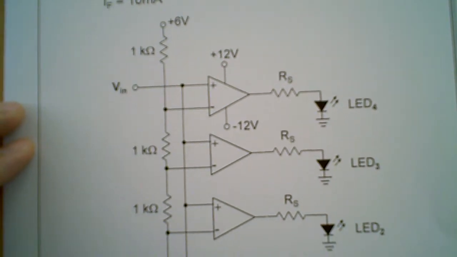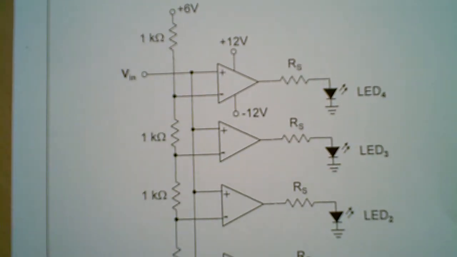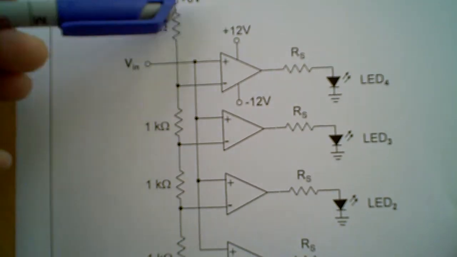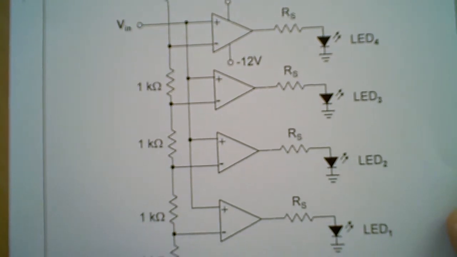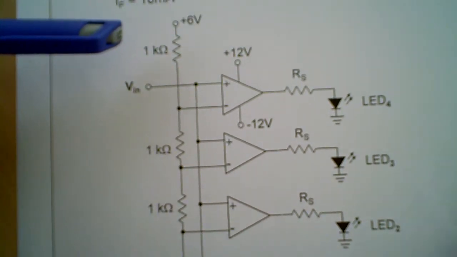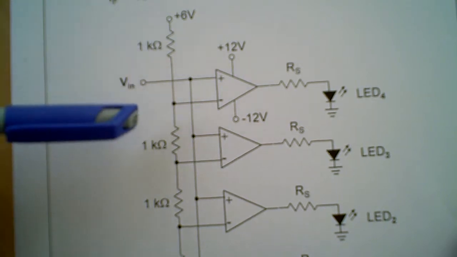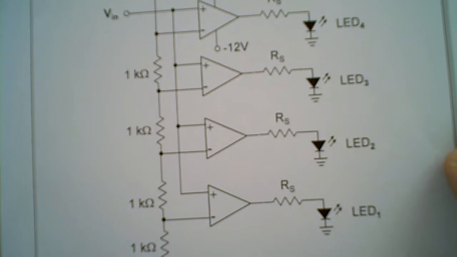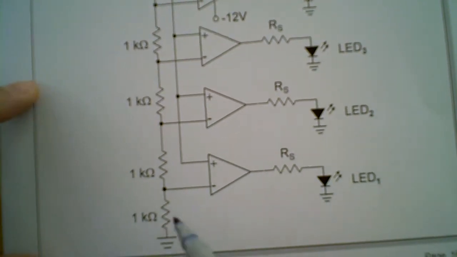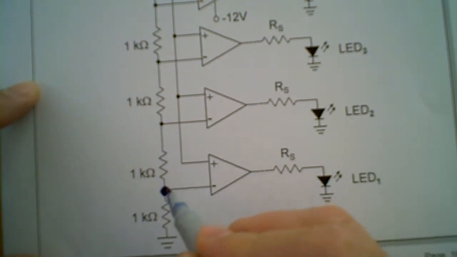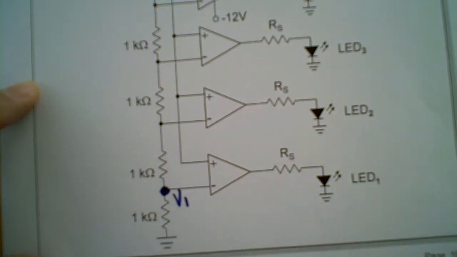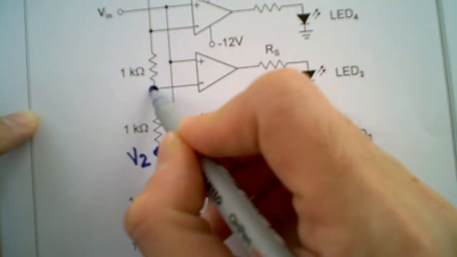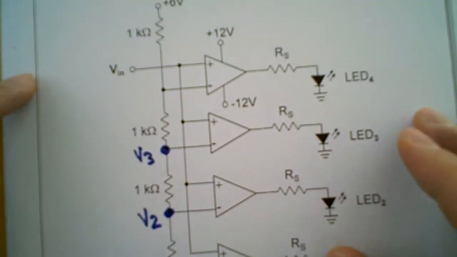What you should first of all realize is that on the left hand side you have a series of resistances. There are altogether 5 resistances in total, each of them 1 kilo ohm. The important thing here is to determine the voltage at each of these points. If I may call them V1, V2, V3 and V4.